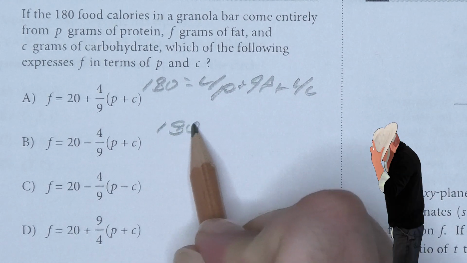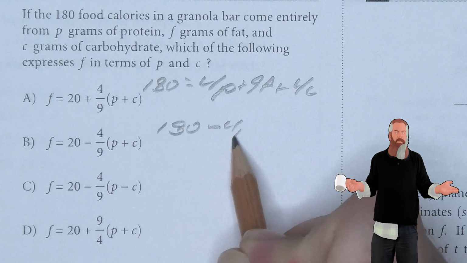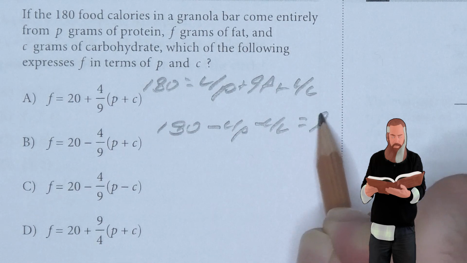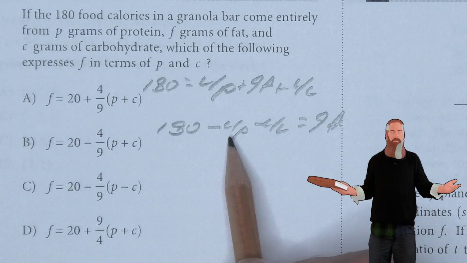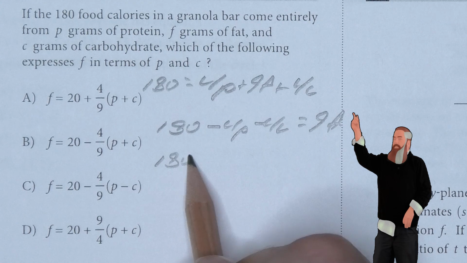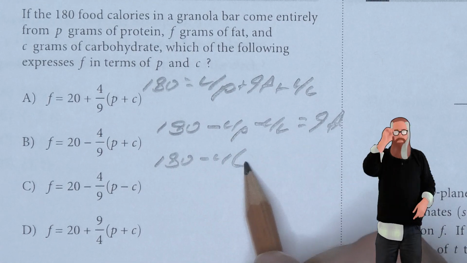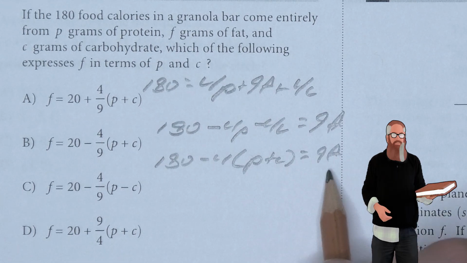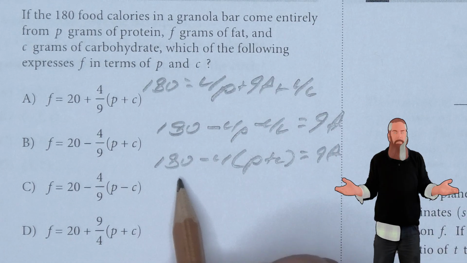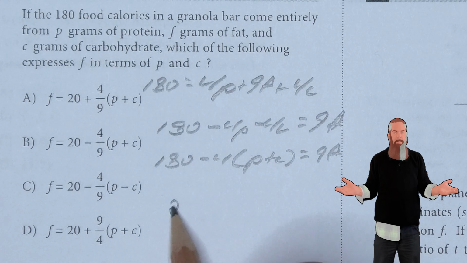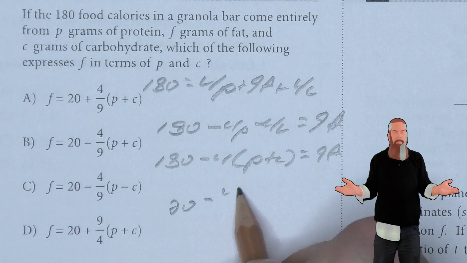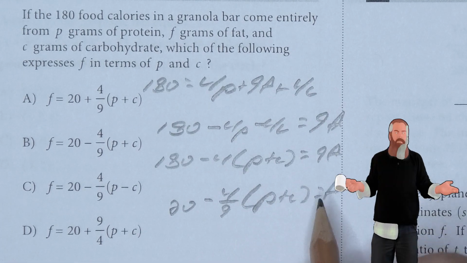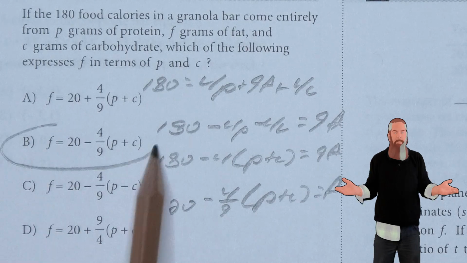This means 180 minus 4p minus 4c is equal to 9f. Now both of these have a minus 4, so we can factor that out, giving us 180 minus 4 times (p plus c) is equal to 9f. And we can divide both sides by 9. Now 180 divided by 9 will give us 20. Minus 4 divided by 9, and we'll just leave it as 4 over 9. And then (p plus c), and this is equal to f, leaving us with B is the answer.